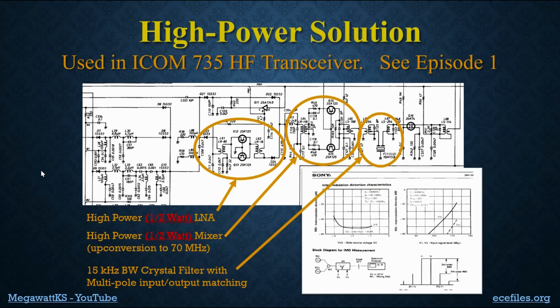One real solution that we've mentioned a couple times in this video, as well as in episode 1, is to burn more power in your low noise amplifier and your mixer and everything before your final channel select filtering. This is a ham radio ICOM 735 high frequency, that means 3 to 30 megahertz, transceiver. The LNA they use is this, and it burns about a half watt. The mixer they use is similar. It burns a half watt. And then the final filter is here, and it is a 15 kilohertz crystal filter.